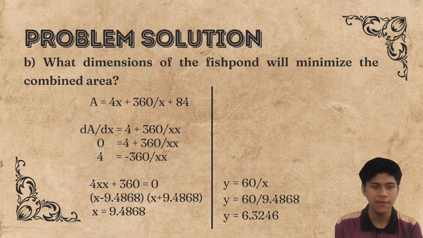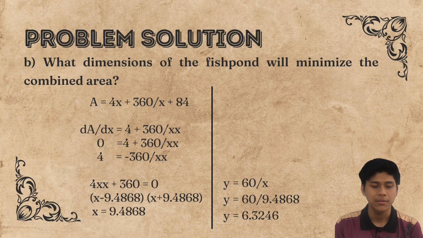After we set the derivative equal to 0, we get the new equation, which is 4x squared minus 360 equal to 0. Then we need to find the value of x using a quadratic equation. So we get x minus 9.4868 times x plus 9.4868, and then x equal to 9.4868. We reject the negative value because length cannot be negative.